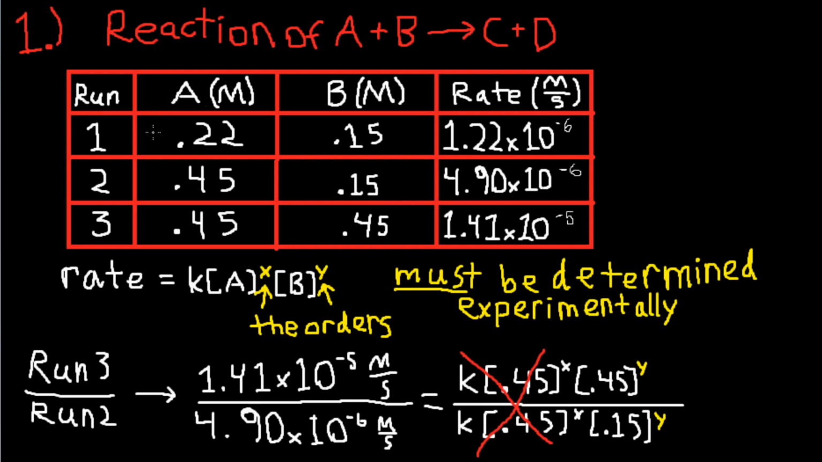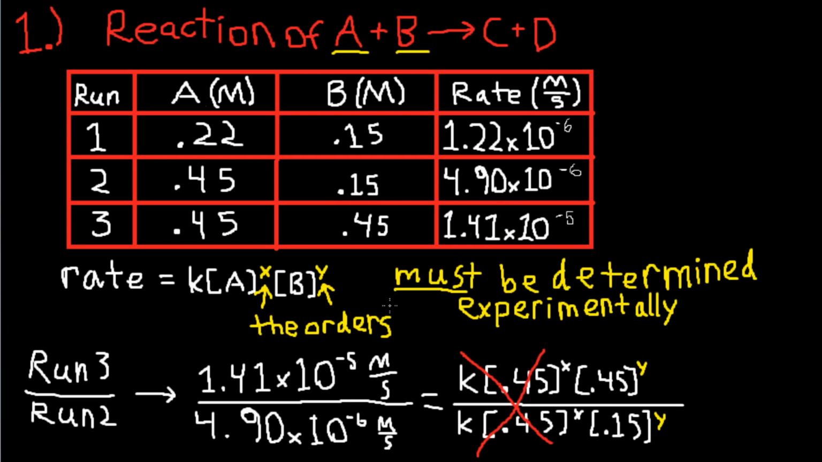And you can see run 1 has its own value of A in the reaction and its molarity, and B also has that. It has the molarity, and then the rate of the reaction is given in molarity over seconds in the furthest right column, with values going from 1.22 times 10 to the negative 6 molarity over seconds all the way up to 1.41 times 10 to the negative 5 molarity over seconds.